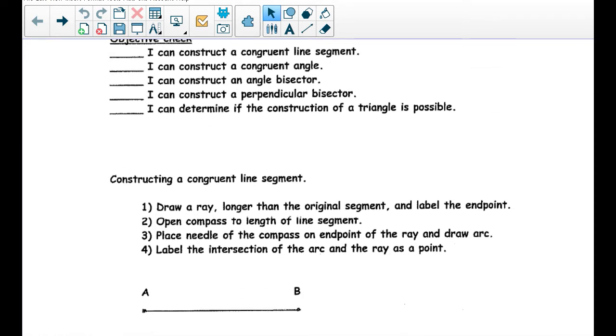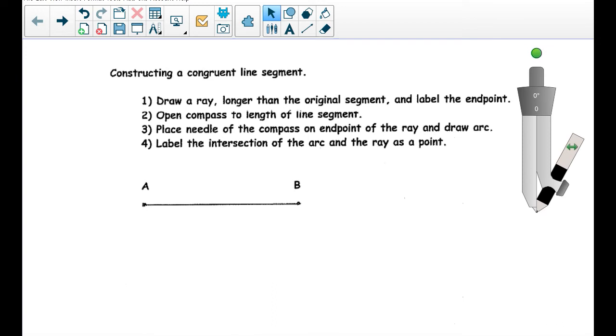So the first one's constructing a congruent line segment. So first thing, and again, there's steps given for each one of these. So first thing, draw a ray longer than the original segment. So here's our original segment. We're going to draw a ray larger than it and label the endpoint. So we're going to put a point.